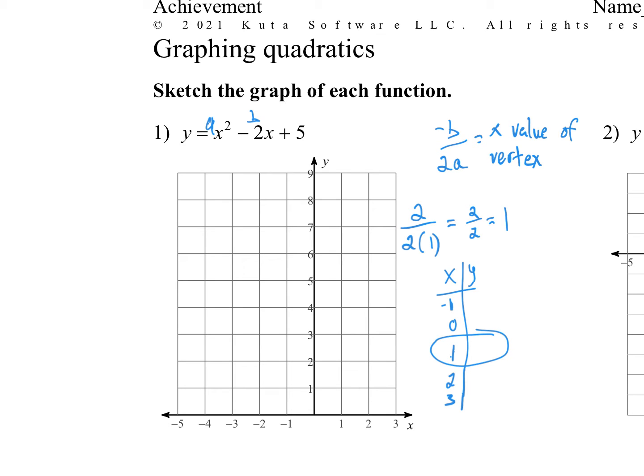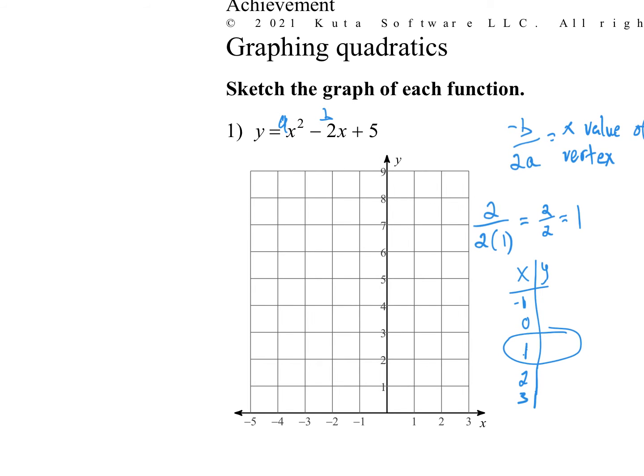Okay, and then once I've got these x values, all I need to do is plug them into the function to find the y values. So I'm going to plug in my x values. I have y equals x squared minus 2x plus 5. So in place of x, I'm going to put the x values one at a time. So I'm taking negative 1. I'm taking this x value of negative 1 and plugging it in for x. Then I'm going to evaluate it.